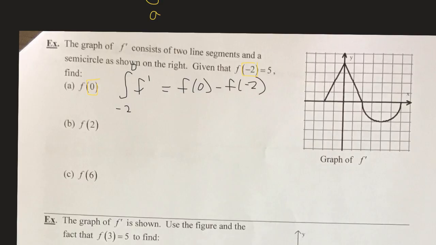Okay, so we always start off with the calculus. -2 is a lower bound, 0 is my upper bound. So let's think. Remember what it is we're finding when we're taking an integral. We're finding the area under the curve.